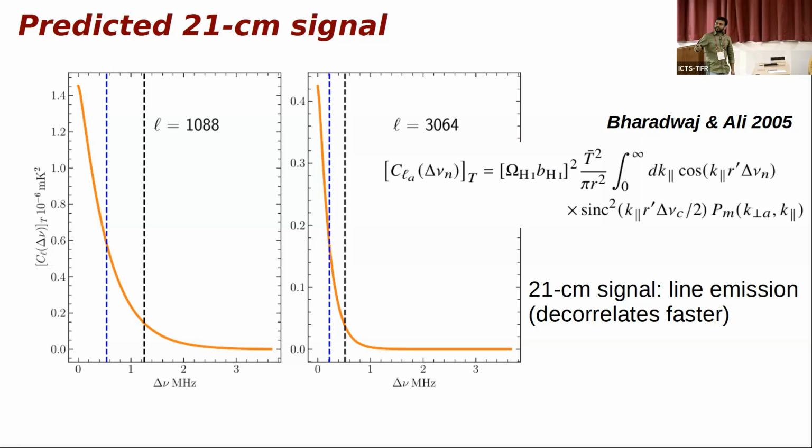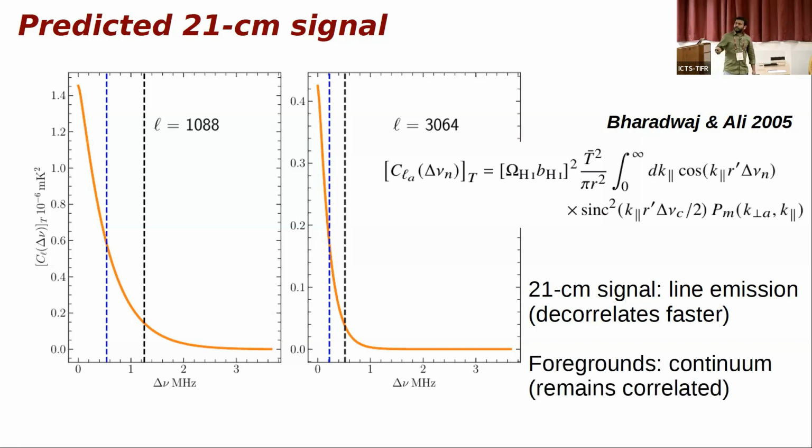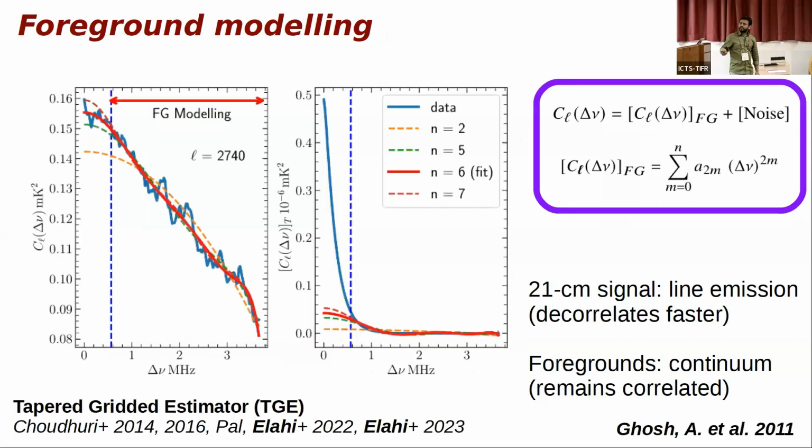So you can see from this particular L that the high amplitude goes very fast to very low amplitude, and this dark black line is where the amplitude falls to 90% from its initial amplitude. So in this region, there is very little or no signal, and the signal is mainly in this 0.5 megahertz, but the foregrounds are continuum emissions, so they remain correlated across this bandwidth. So if you see these measured data points, here the foregrounds are almost correlated.